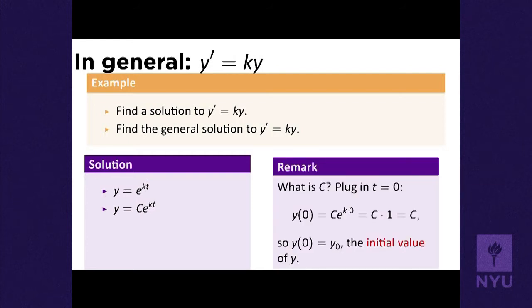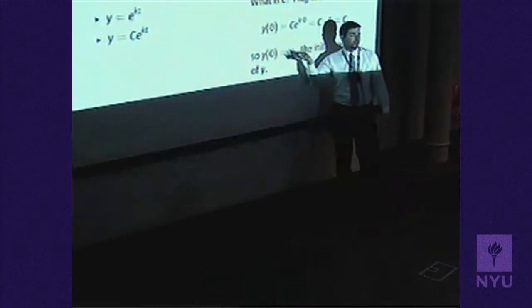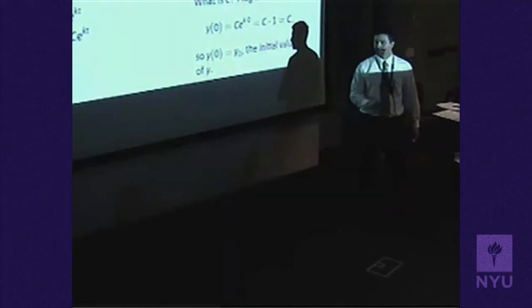Now, what about that constant? If you plug in t equals 0, what you get is that y at 0 is equal to that constant c, whatever it is, times e to the k times 0, but that's e to the 0, which is 1. So the constant c turns out to be the initial value of y. So the c is not just a random parameter in the solution to the differential equation. It's actually an important part of the system that you're analyzing here. It's the initial value. So sometimes we'll call it y sub 0, the value of y at time 0.